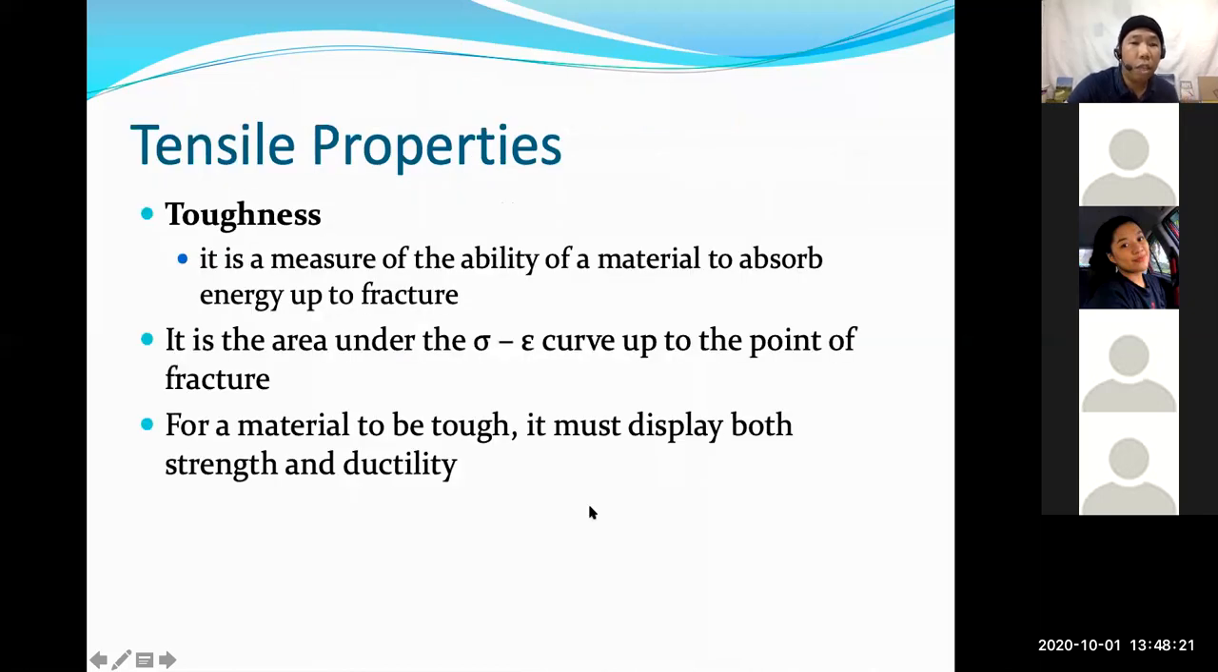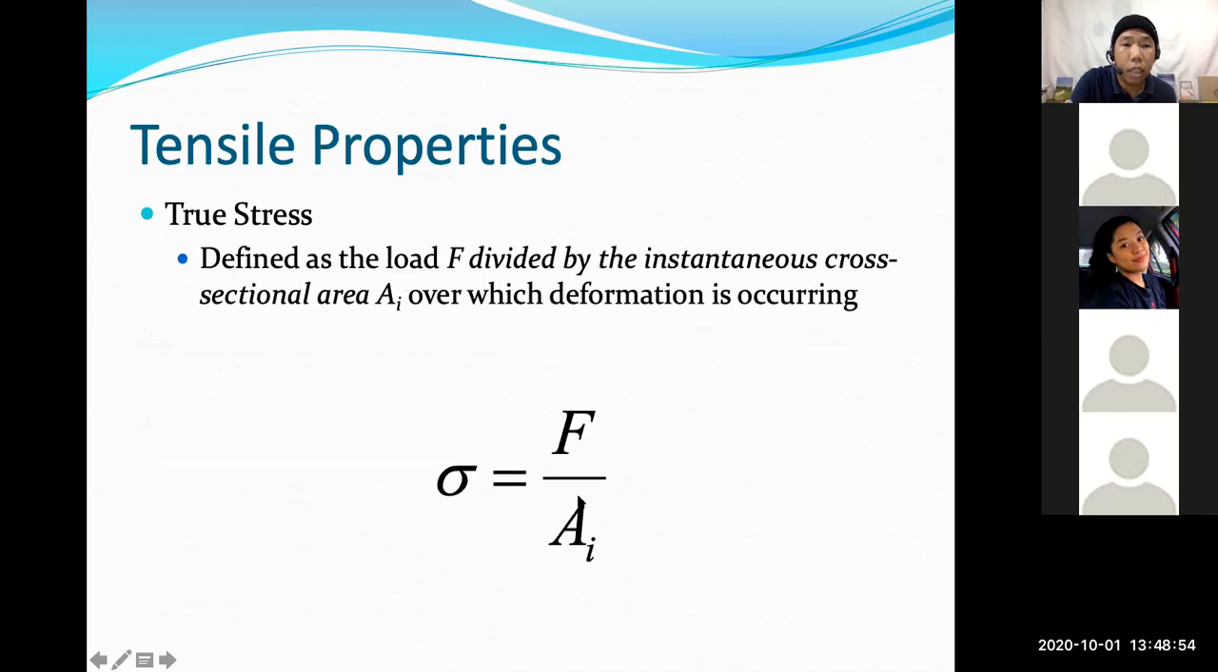Now we have the term toughness. Toughness is a measure of the ability of a material to absorb energy up to fracture. This is the area under the stress strain curve up to the point of fracture. Stress is represented by sigma and strain is epsilon, a unitless parameter. So for a material to be tough, it must display both strength and ductility. Remember this, for a material to be tough, it must have both strength and ductility.